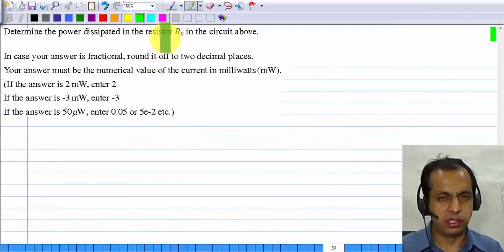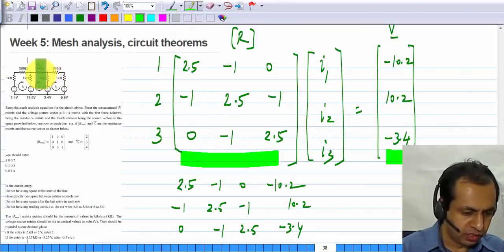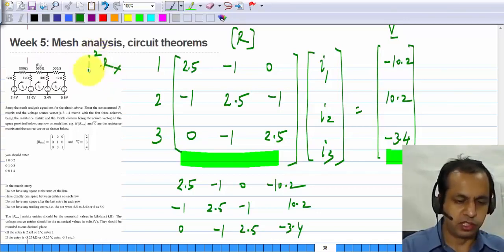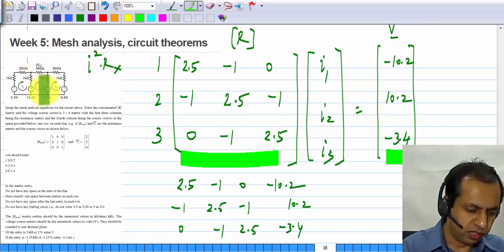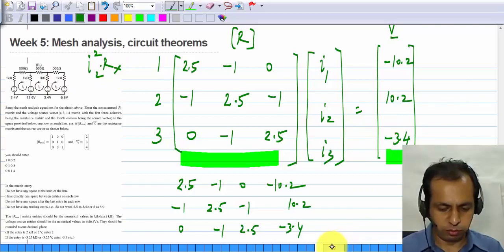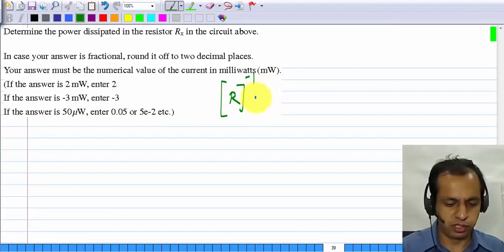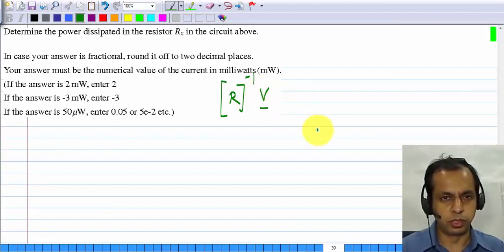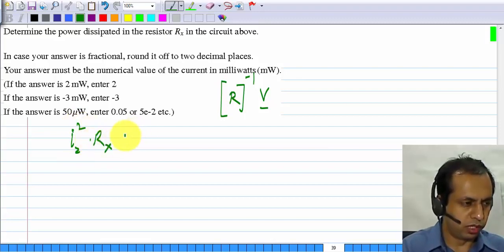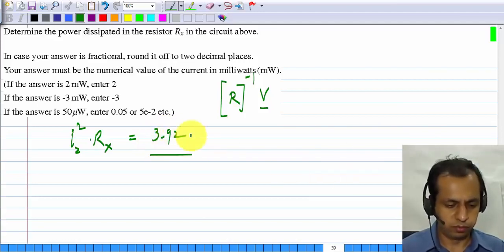The second question is about the power dissipated in Rx. The power dissipated in Rx will be I squared times Rx, where I is the current flowing, and you can see that the current flowing in Rx is nothing but the mesh current I2, so I2 squared Rx. So you have to find I2 from here. You find all the currents by inverting the resistance matrix and multiplying it with the voltage source vector, and this power dissipation, I2 squared times Rx, translated to milliwatts, comes out to be 3.92.